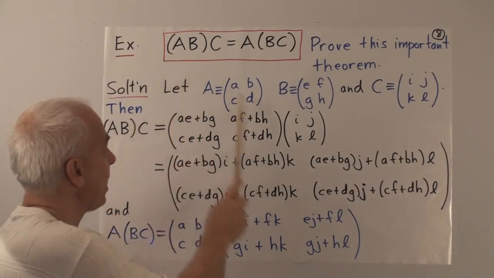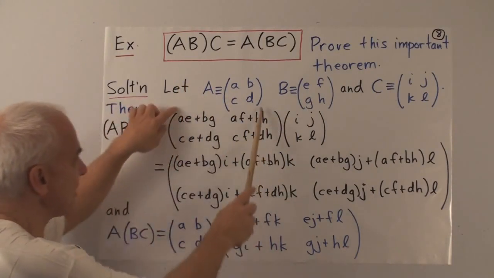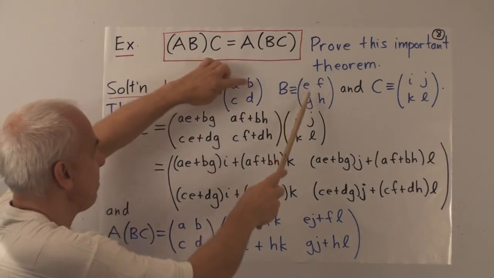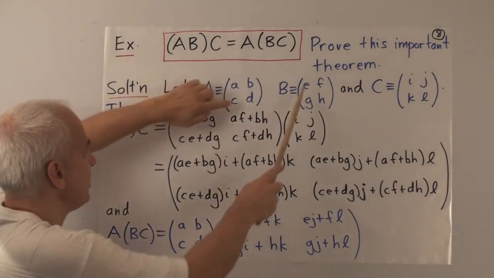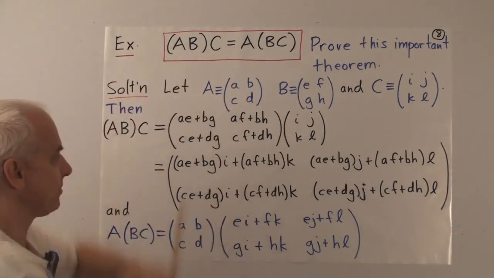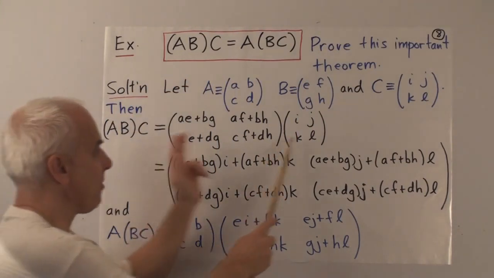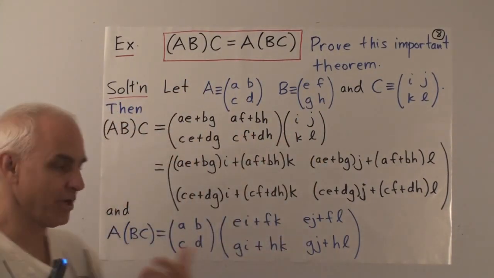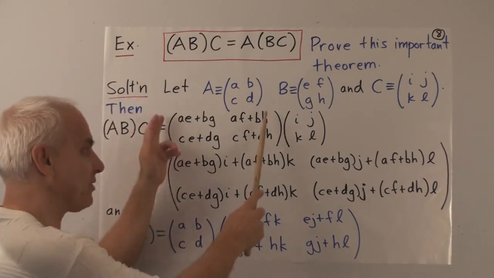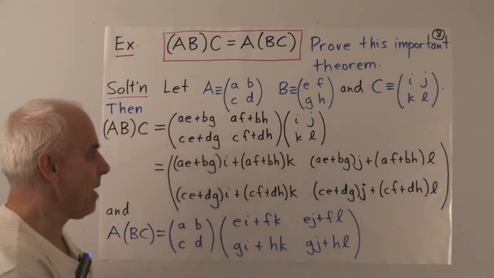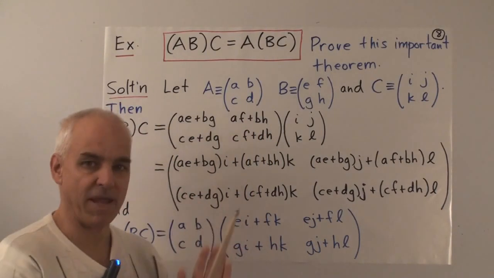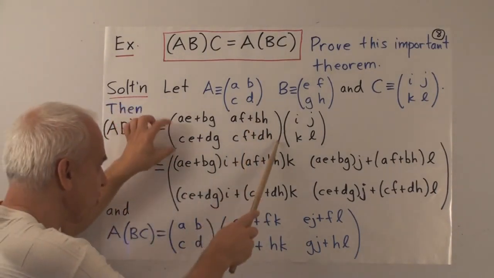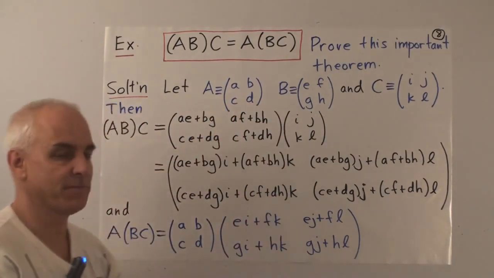Well, we have to calculate A times B. What's that? Here is exactly A times B: AE plus BG, CE plus DG, and so on. And now we have to multiply that by C. Here's where it gets a little bit involved, because this matrix is already getting complicated, but we just apply our basic rule for multiplication. How do we multiply this 2-by-2 matrix by this 2-by-2 matrix?